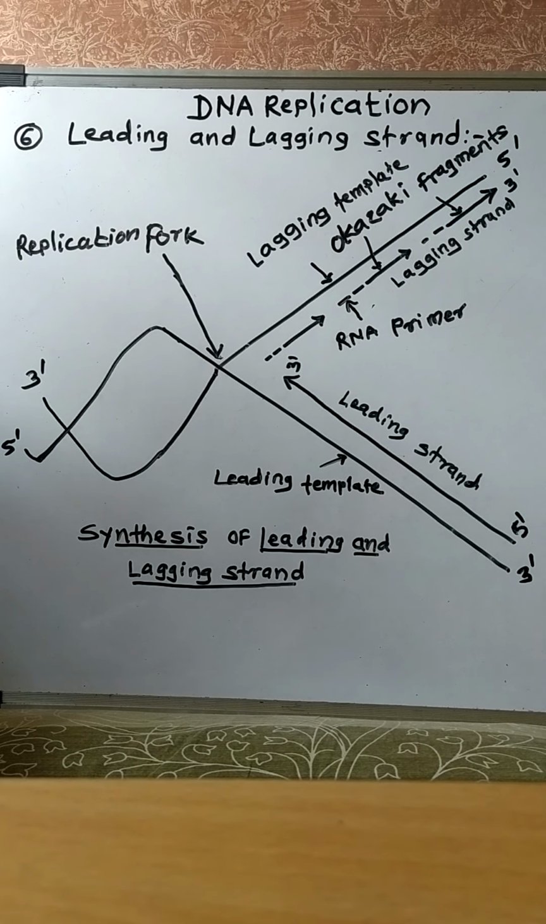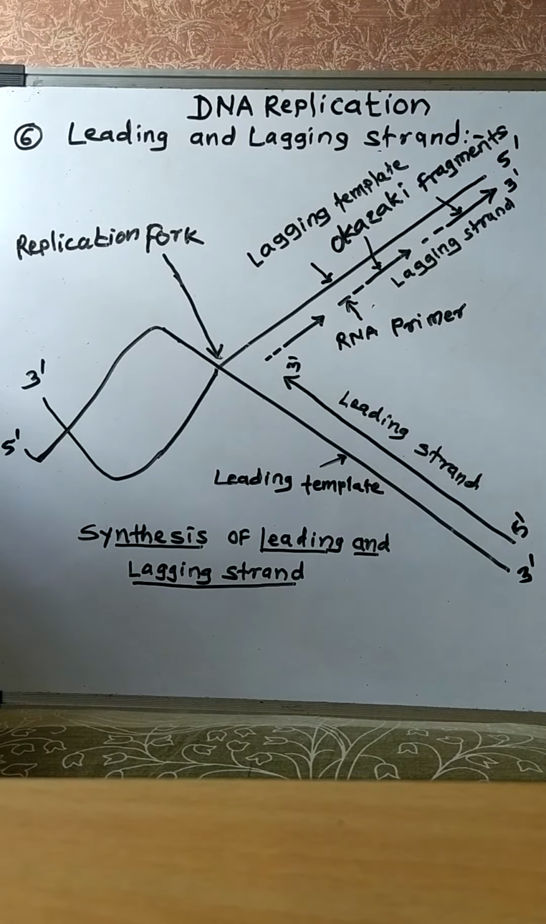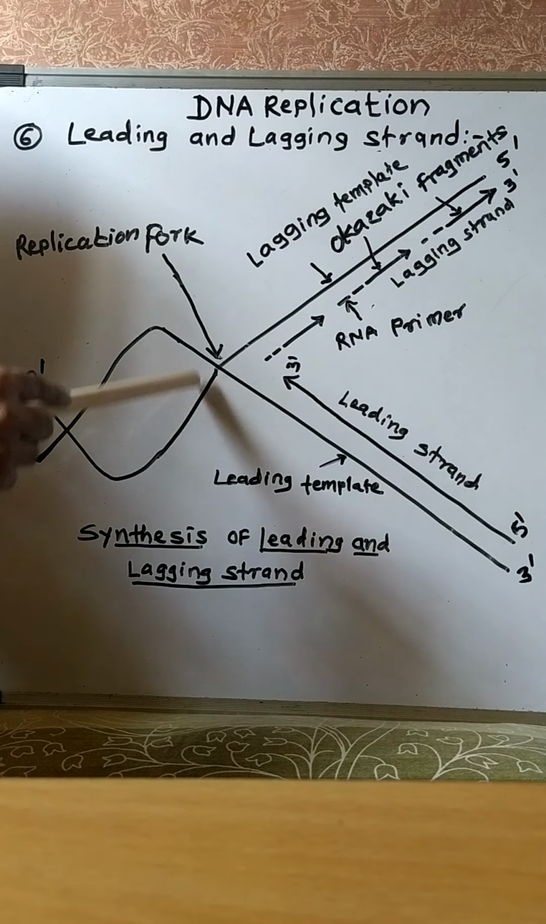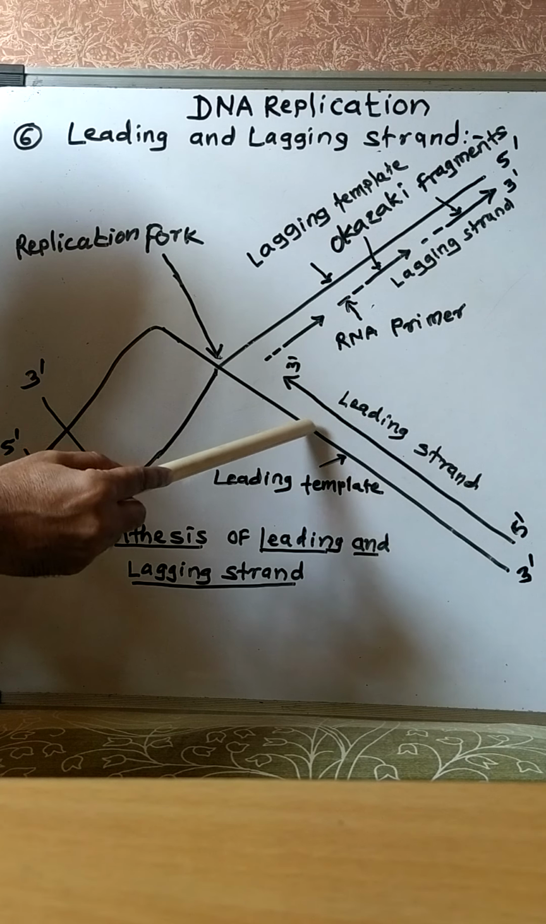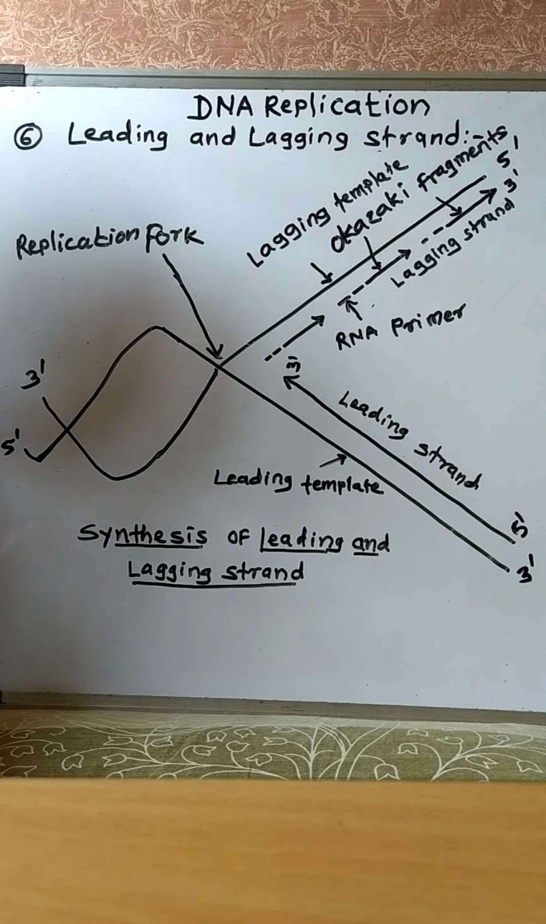So in this way, from single parental DNA, daughter new DNA is formed. Last step, formation of daughter DNA molecule. At the end of replication, from a single parental double-stranded DNA, daughter double-stranded new DNA molecules are formed. This process is called the replication or duplication of the DNA molecule.